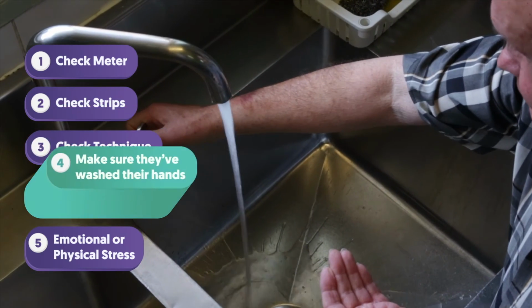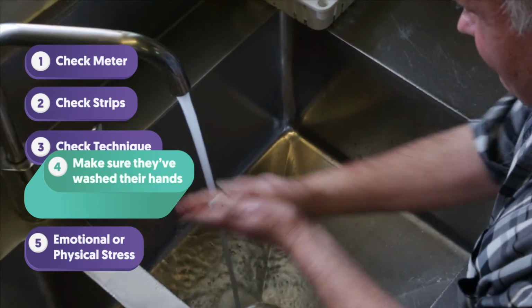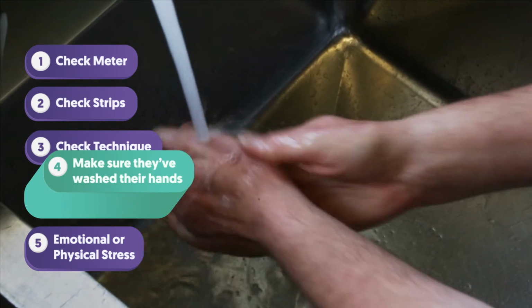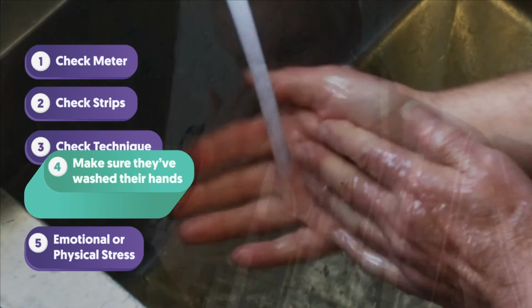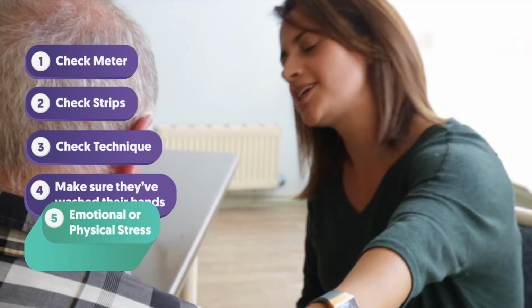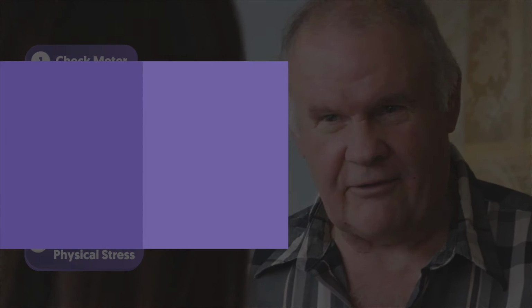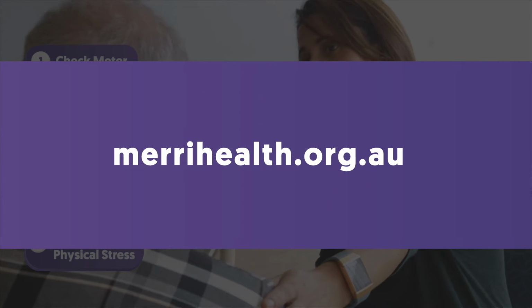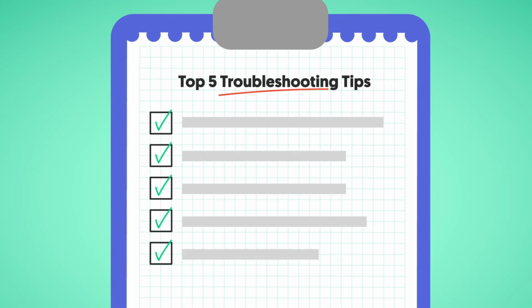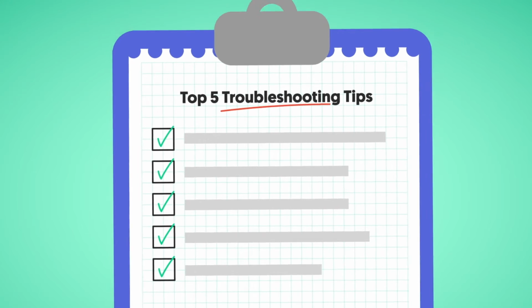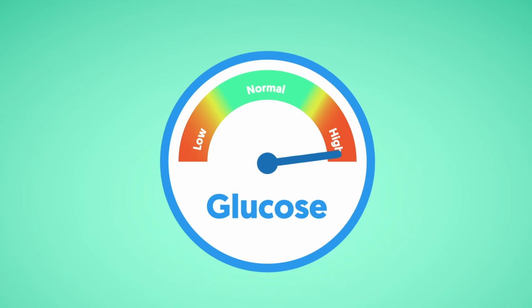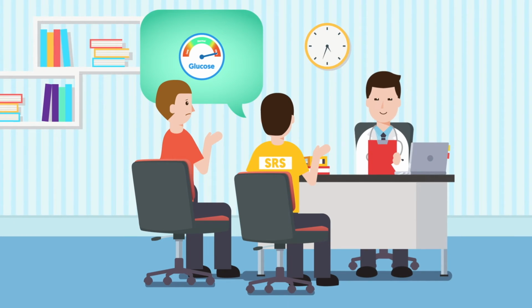Make sure they've washed their hands thoroughly. Any sweet substance at the testing site, such as juice from handling a piece of fruit, may artificially increase the reading. And finally, is the resident experiencing emotional or physical stress? Stress can increase blood glucose levels, so this may be a contributing factor. For an extensive list of troubleshooting tips, you can download the handout from the Merri Health website. Once they have checked these things, they should retest their blood glucose levels. If the reading is still high or they are concerned, contact their GP or diabetes educator for a review.